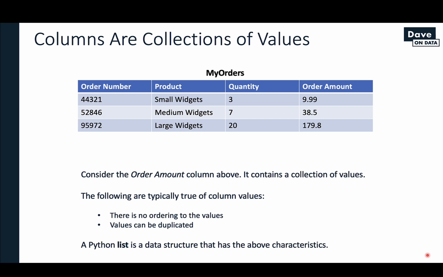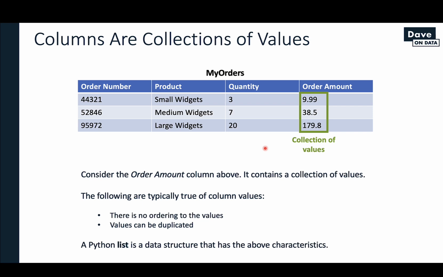Here's the myOrders data table again for reference. Consider the order amount column above, this column right here. What we can see here is that this is a collection of values. While the values shown here appear in ascending order, that is purely coincidental. Typically, column values are not ordered. It is also typical that column values can have duplicates.